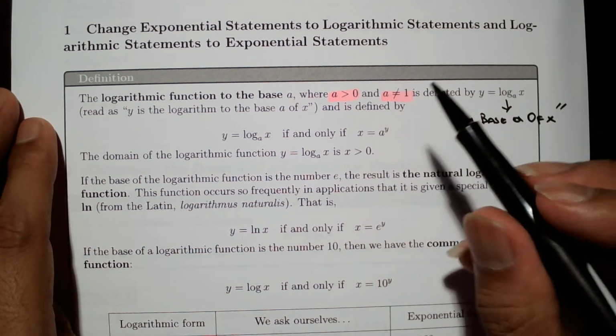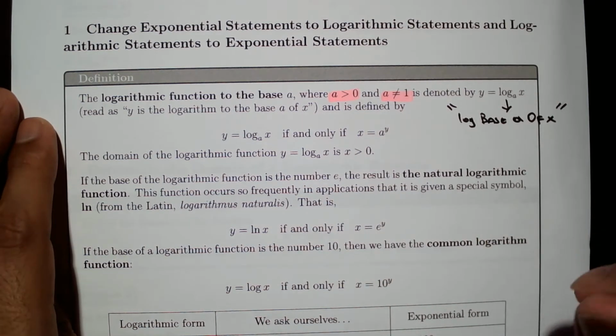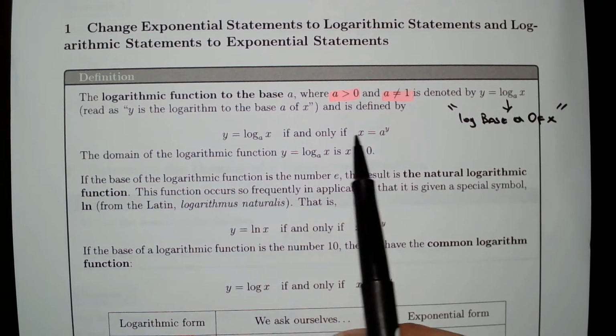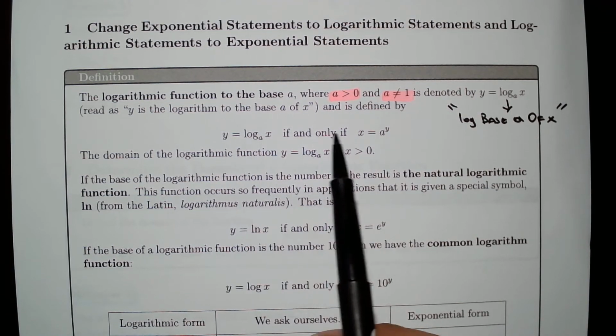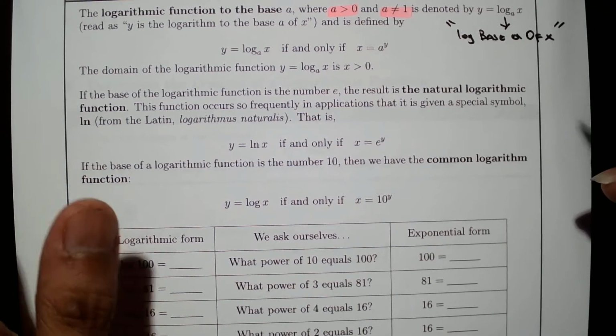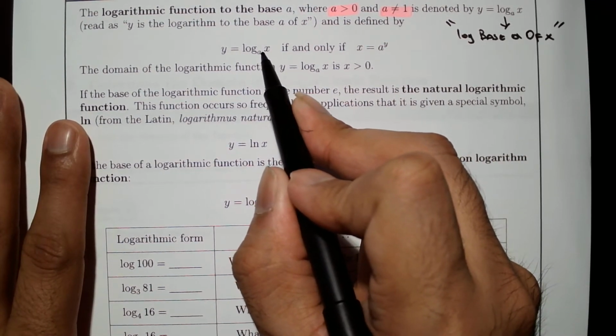Alright, so the domain of this function is only the positive values, not 0 or negative. We're going to look at this statement with an example. It's going to make more sense. And we are going to have different types of logarithms. Logarithms of any base, a.